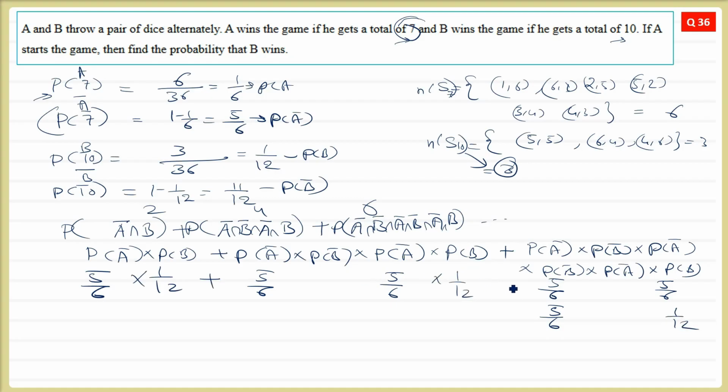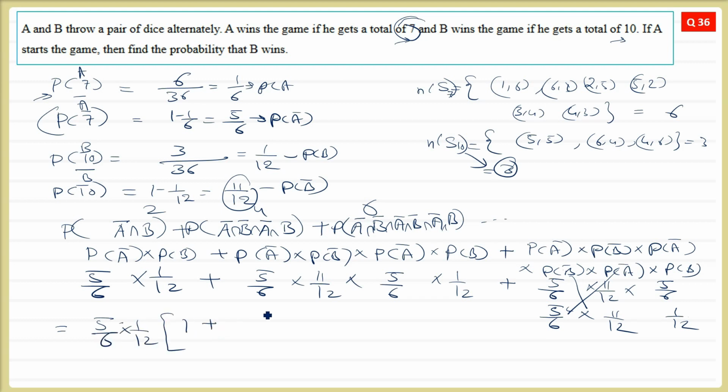Now multiply these wherever it is, and then add them all. Now this PB bar is remaining. What is PB bar? 11 by 12. So we got this 3. Now PB bar here is 11 by 12, then we again have PB bar, so 11 by 12 again. Now 5 by 6 multiplied by 1 by 12 has to be taken outside. If it is taken, 11 by 12 into 5 by 6 will remain, and this is going to be your A, the common ratio.